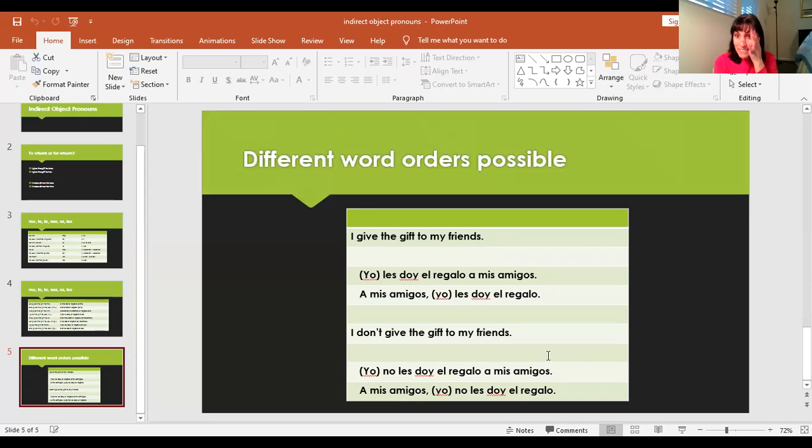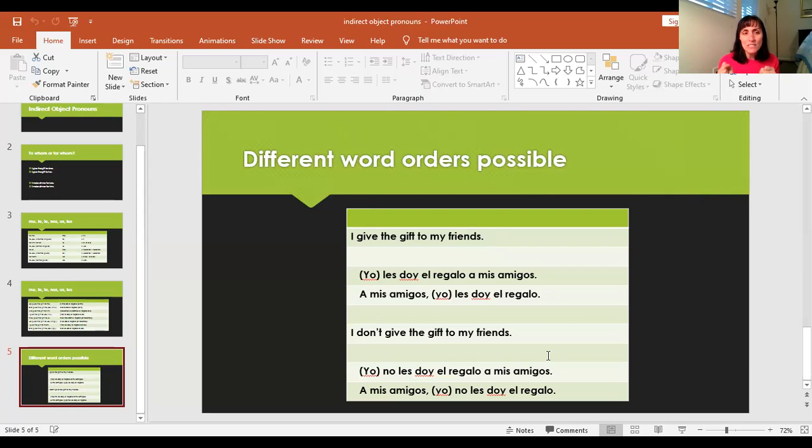So that was short and sweet, but it's an important topic. Last time we did the direct object pronouns. This time we did the indirect object pronouns. In my next video, I'm going to show you how to put the indirect and the direct object pronouns together. And then we're going to talk about the gustar verbs, which use indirect pronouns.